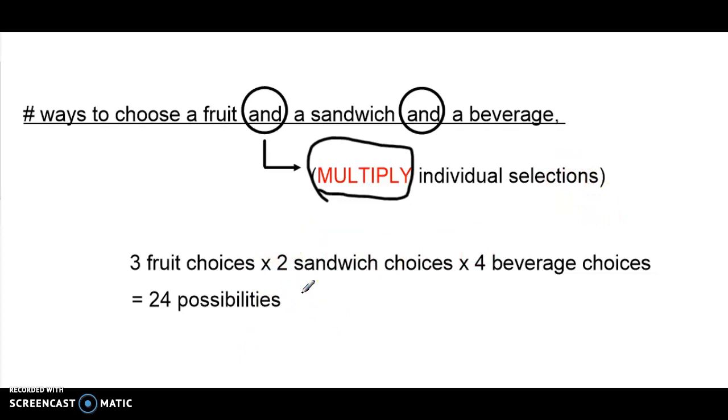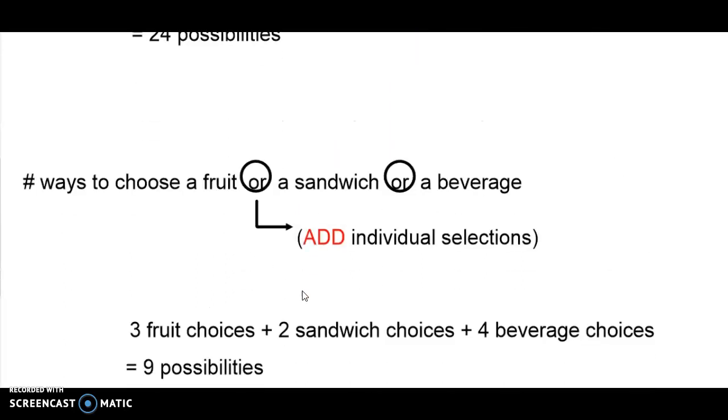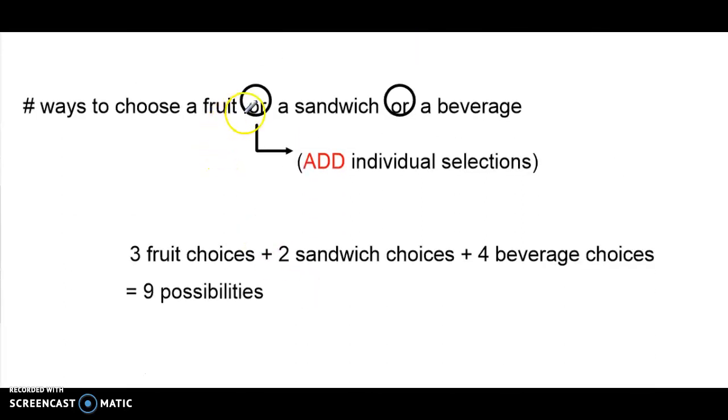Notice how this question changes if instead I ask how many ways to choose a fruit or a sandwich or a beverage. So in this particular case, when we are asking for "or," we are going to add the individual selections together. There are 3 choices of fruit plus 2 choices of sandwiches plus 4 choices of beverages. There are 9 possibilities to choose 1 item. So be very careful in the wording as we continue on in the unit.